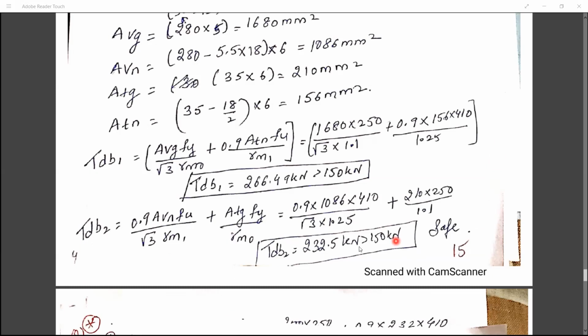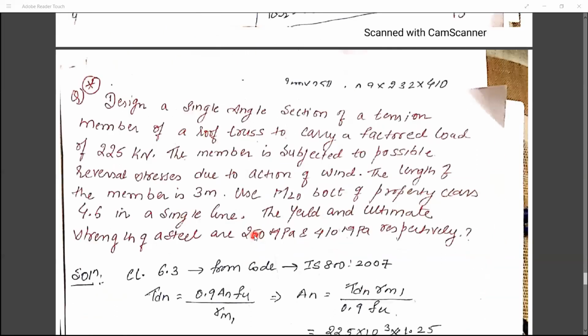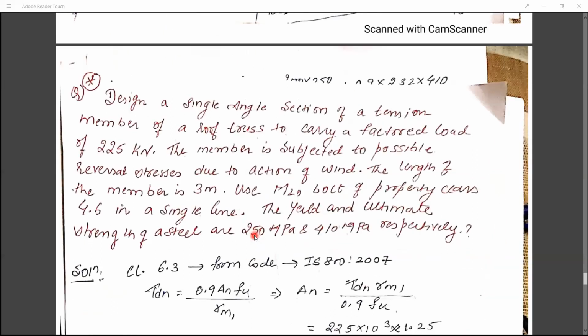See, it is not much more. It is generally only around 0.5% more here. It is not much more, so our design strength is safe. So this problem is completed.